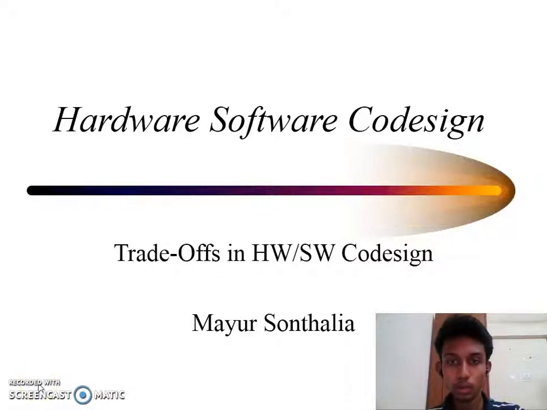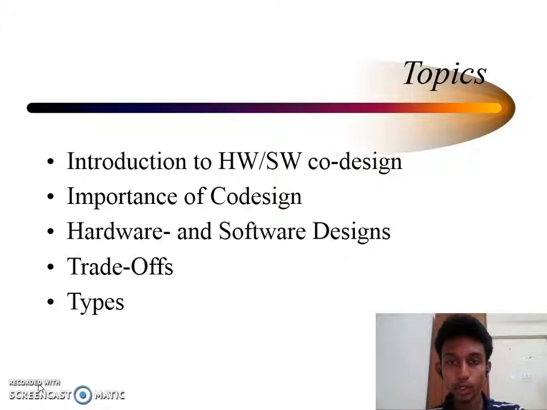Today I'm going to talk about a very interesting topic in hardware and software co-design, which is trade-offs. So I'll quickly run through what I'm going to talk about in this video. First, I will give you a brief introduction of hardware and software co-design. Then I'll move on to its importance, and then I'll talk about the traditional and modern designs of hardware and software. And with this, I will move on to trade-offs in hardware and software co-design and its different types. Please note that I'm going to talk about different subtopics under each heading for better understanding of the topic.